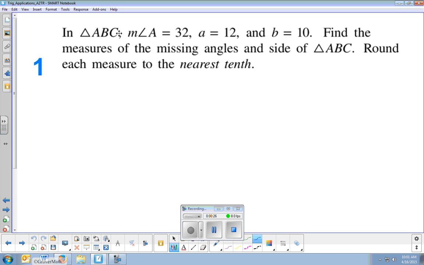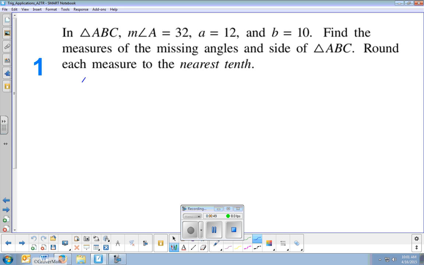On a simple problem like this, in triangle ABC, angle A is 32, side A is 12, side B is 10. Find the measures of the missing sides and angles of triangle ABC and round them all to the nearest tenth. So what you need to determine is, should I be using law of sines? Should I be using law of cosines? You know, things like that. So let's take a look at this.